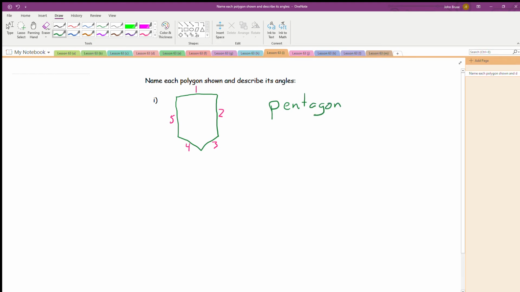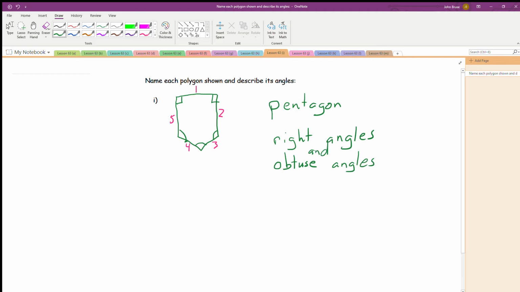And then it says to name its angles. Well, on the top we have these right angles. So right angles. And we also have these angles, which are not right angles. They're more than 90 degrees. They're wider than a right angle, so they would be obtuse angles. Obtuse. So I'm going to write and.